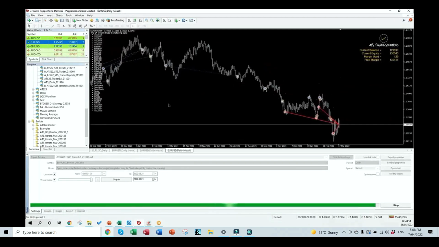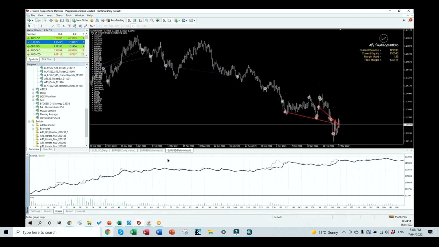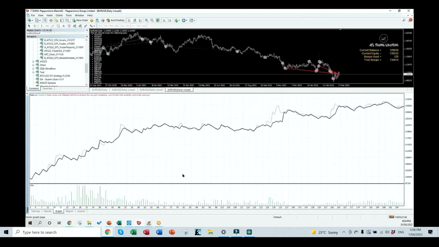Okay, so we're now to current day, and we'll have a quick look. So that's the equity curve produced from Euro USD. It's a fairly volatile equity curve. It's certainly not a stunning equity curve, but it's a robust equity curve.